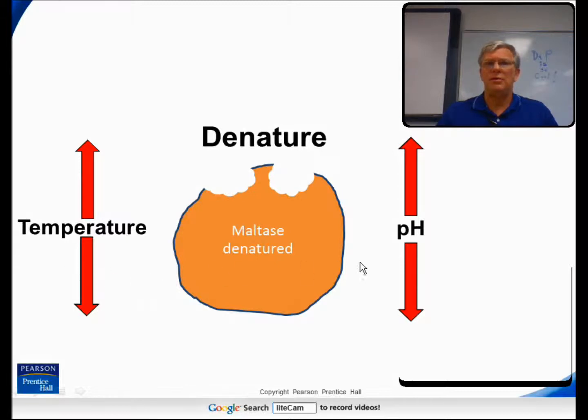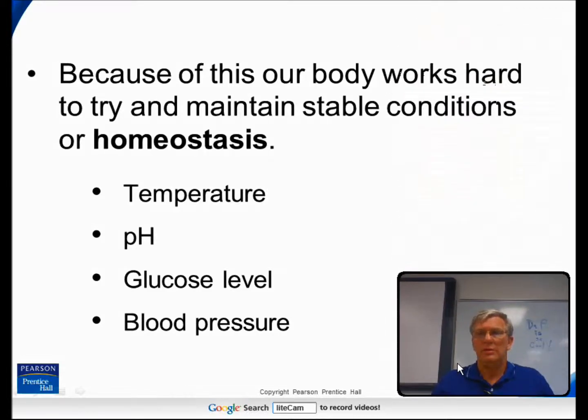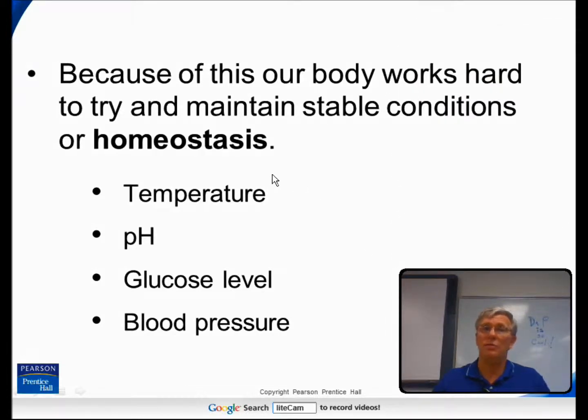In addition to temperature, pH is another very important factor in the environment. And a change of pH, becoming more basic or more acidic, can do the same thing as an increase or decrease in temperature. So our body does its very best to maintain what's known as homeostasis, which is called a steady state. Temperature and pH, as we just discussed, our body tries to maintain a relatively steady temperature and pH. And there are many other areas where our body tries to maintain homeostasis, such as our glucose level, blood pressure, and many others.